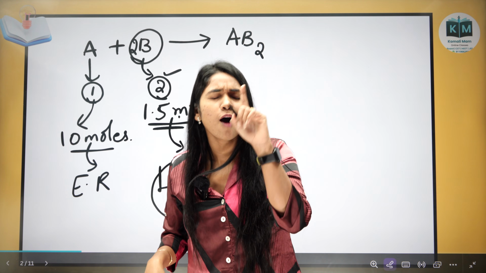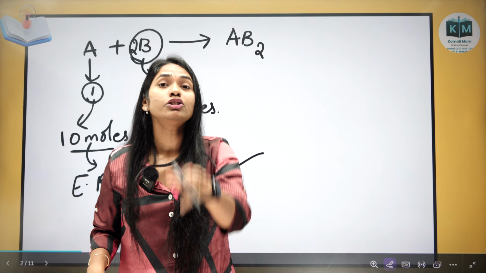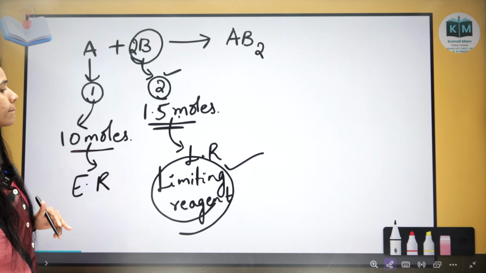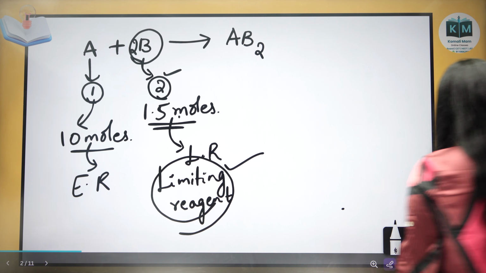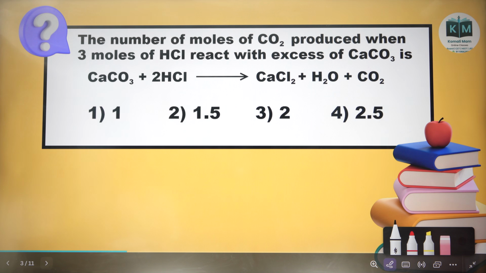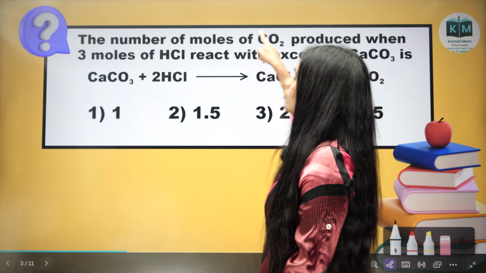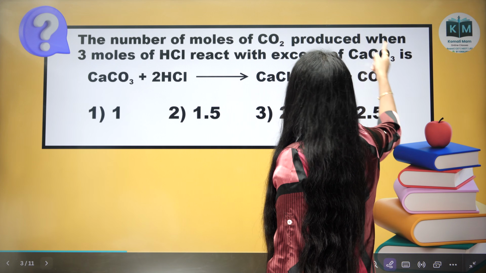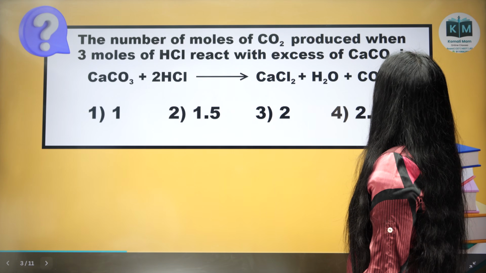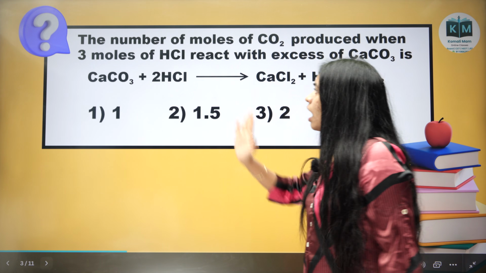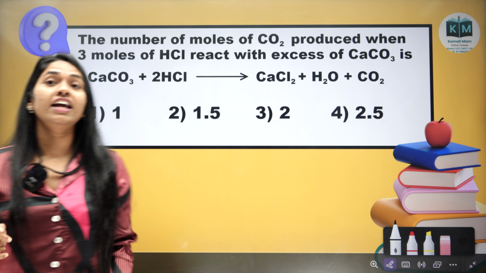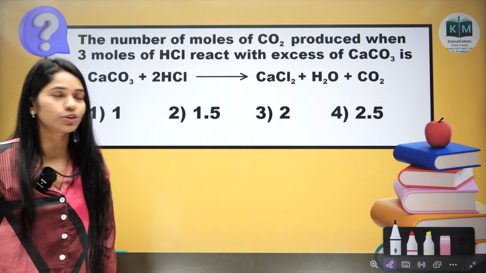Let us see the question. How easily we will do it in just 3 steps. See the question. The number of moles of CO2 produced when 3 moles of HCl reacts with excess of CaCO3 is. This is the reaction. See how you will solve it. Let us see fast. How much time do you take to solve this question?